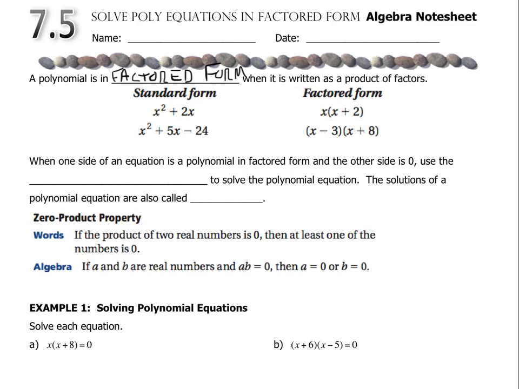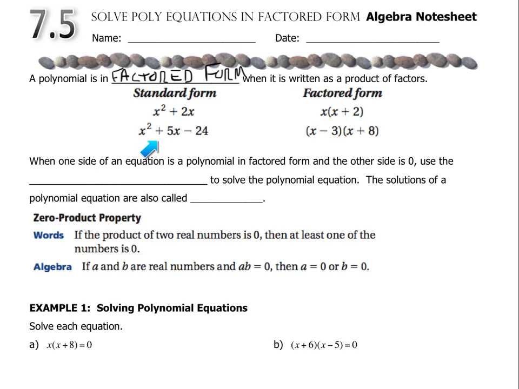As you can see from these two examples, we have standard form, where you'll have x squared plus 2x, and x squared plus 5x minus 24. You can see how we have them going in descending order with our exponents. Factored form is when we show that same thing. So this is x squared plus 2x, but in a factored form where it's the product of two different factors. x is one of my factors, and x plus 2 is the other factor.